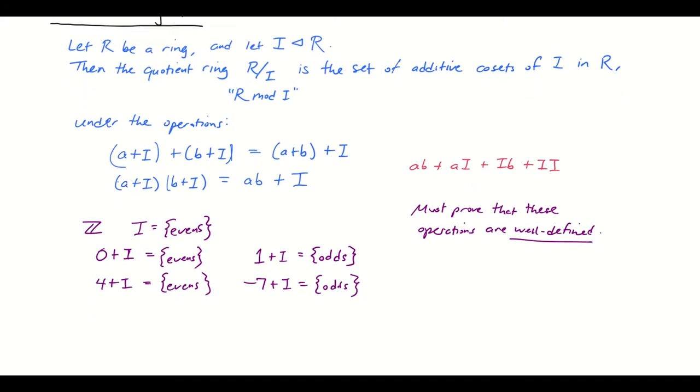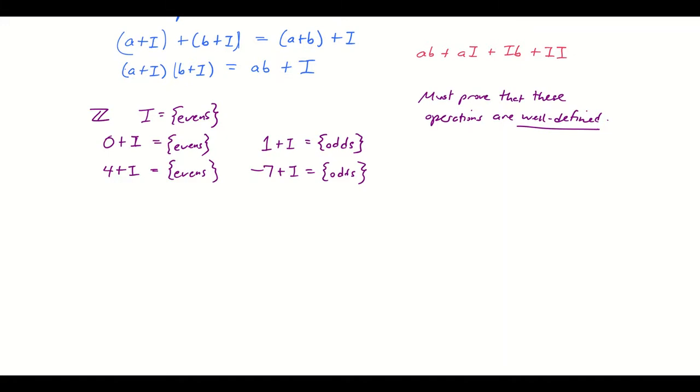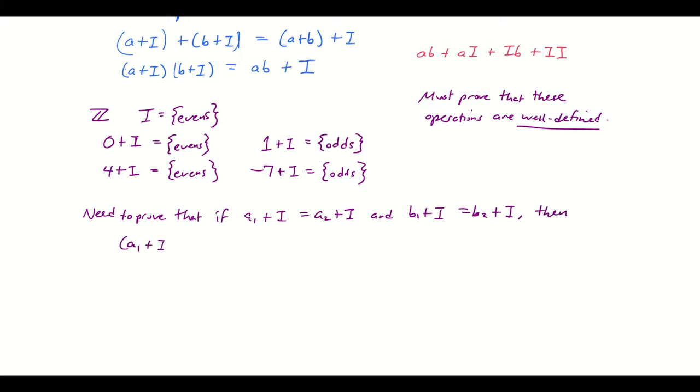Okay, so what does it mean to do that exactly? Well, I need to prove that if a1 plus I is equal to a2 plus I, and b1 plus I is equal to b2 plus I, so in other words, two cosets each by two different names, then a1 plus I plus b1 plus I is equal to a2 plus I plus b2 plus I. In other words, replacing these with different names for the same things doesn't change the results.